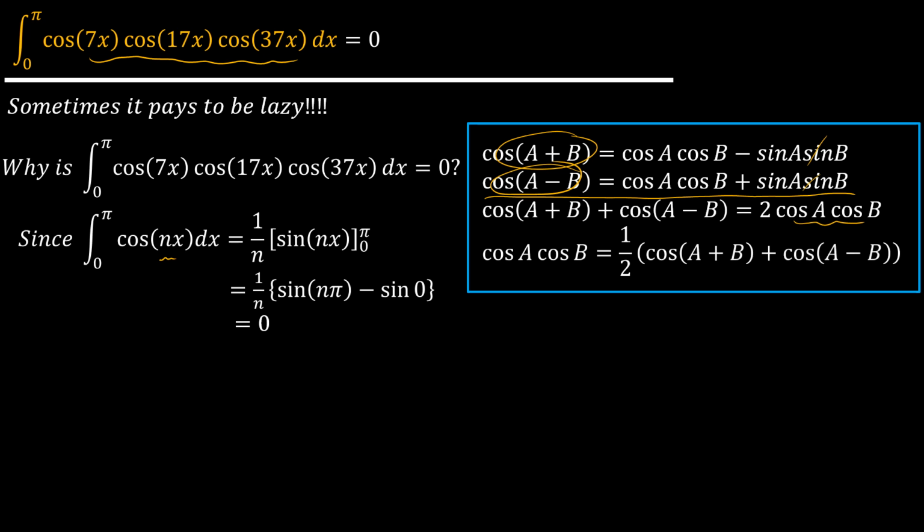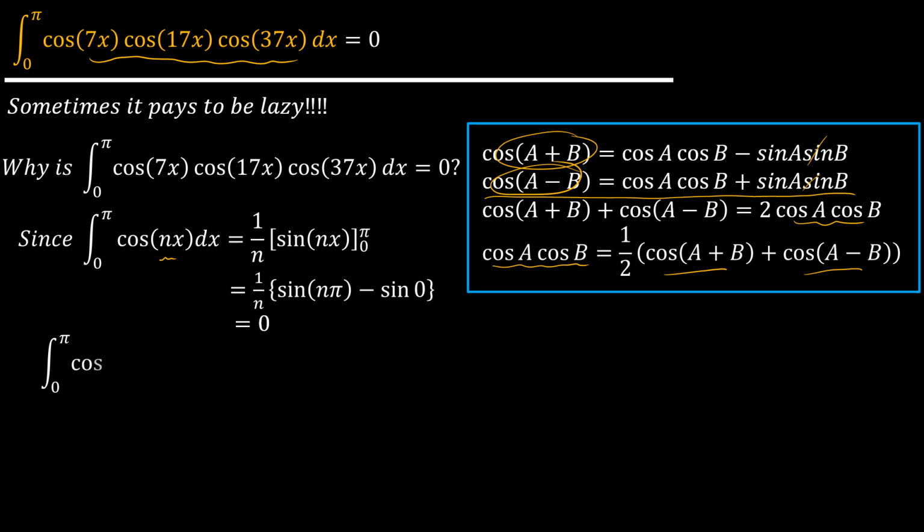So from this product of cosine functions, I can create 2 independent cosine functions, right? And if A and B are independent integers, then A plus B and A minus B also yield integers. So you have functions that have integer n's in their arguments.